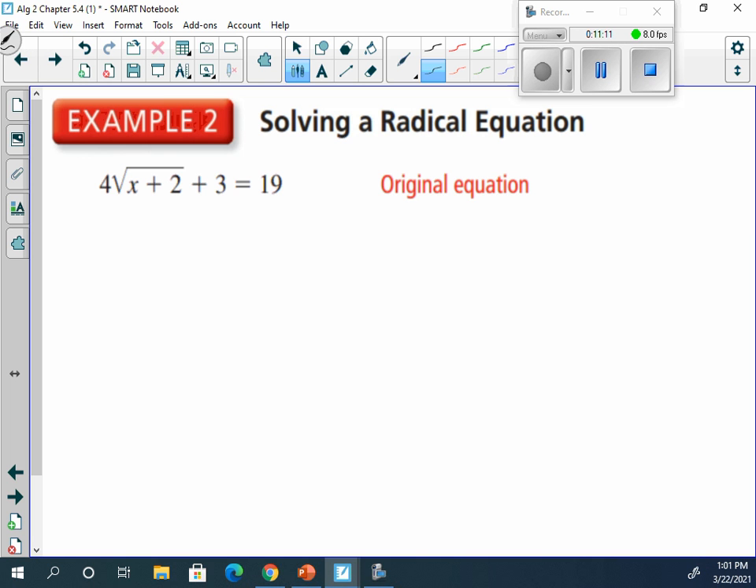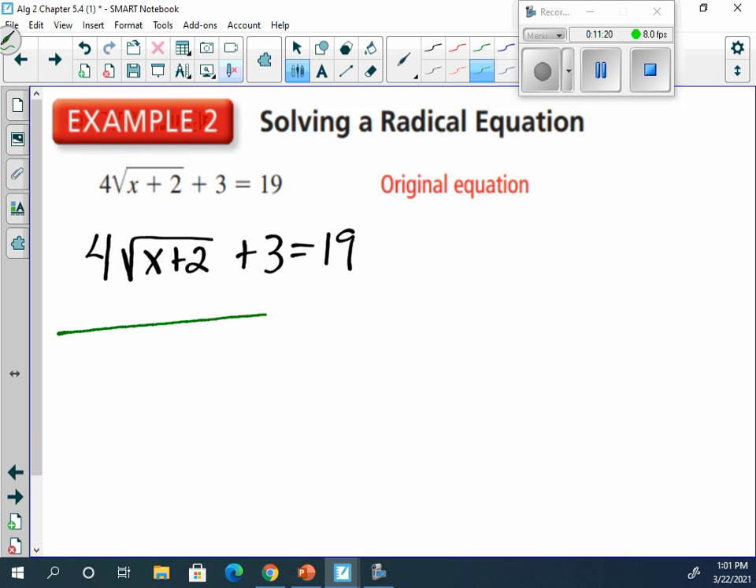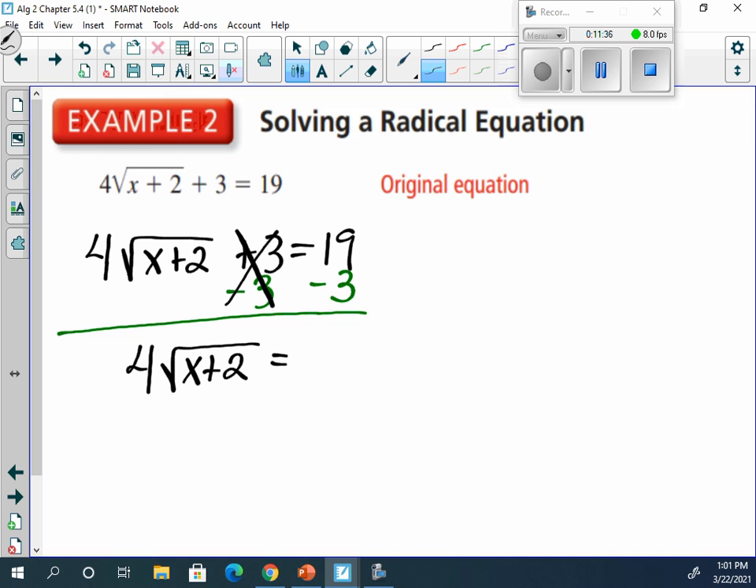So the first thing we really need to do with this here is to get the radical by itself. So the first step to get the radical by itself is we can subtract 3 from both sides. Because positive 3 minus 3 would be 0, giving us 4 times the square root of x plus 2 equals, well, we do 19 minus 3, which would be 16.